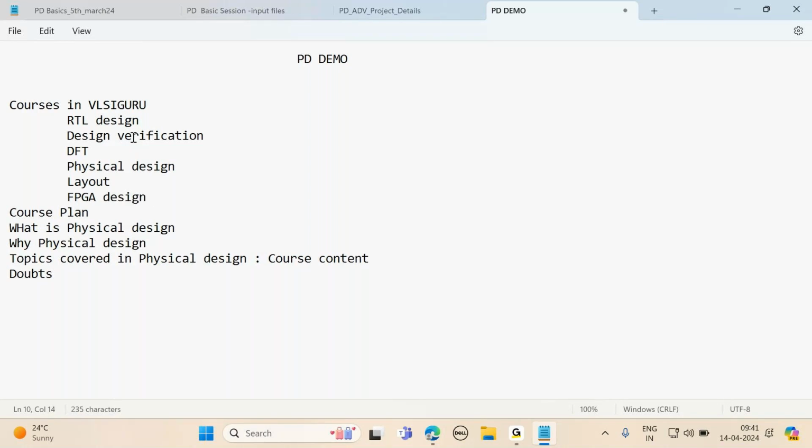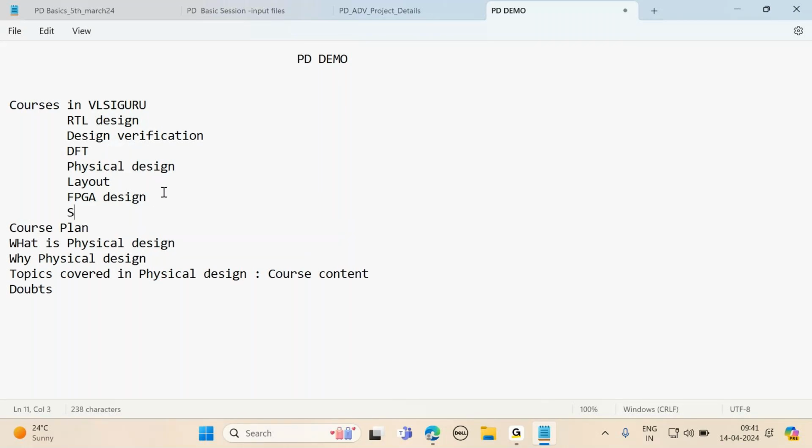Even we have very short-term courses for only scripting, TCL, Python, and some protocols for design verification. If you have any protocol, like Ethernet protocol, DDR protocol, or other protocols, there are small courses for 5,000, 10,000. We even have a course for synthesis and STA.